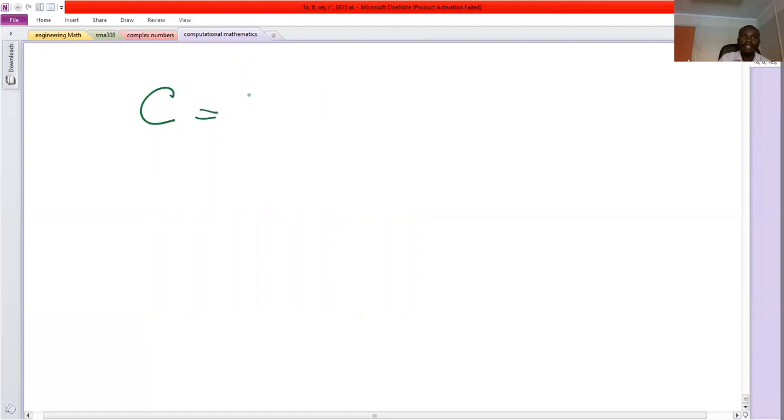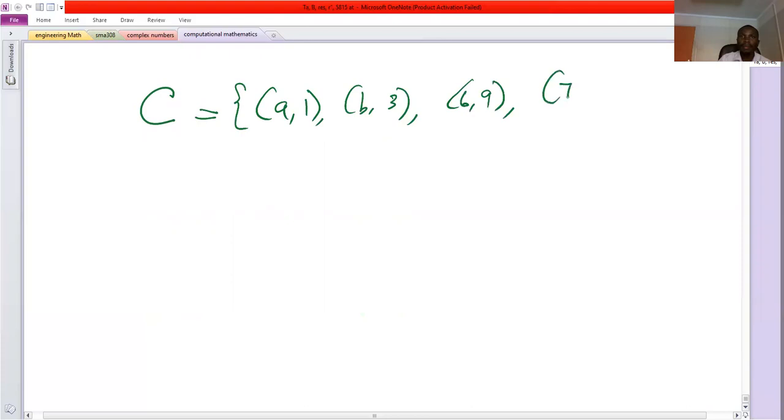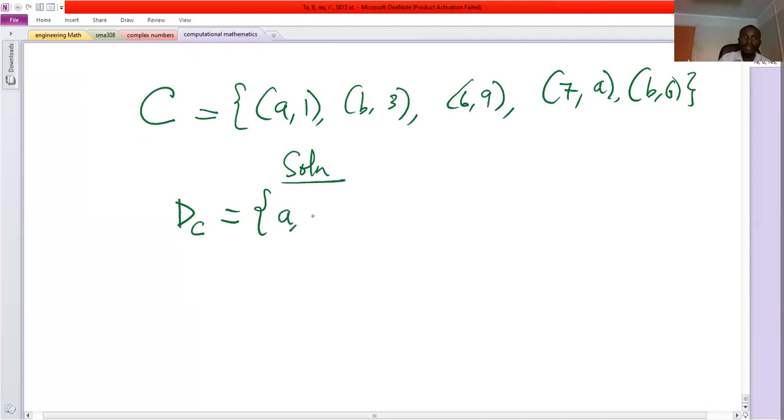And lastly, if we have C: (a, 1), (b, 3), (6, 9), (7, a), and (b, 6), then the domain of the relation C is the set with a, b, 6, 7. Because we have already listed b, there's no need of repeating it. So that will be the set.